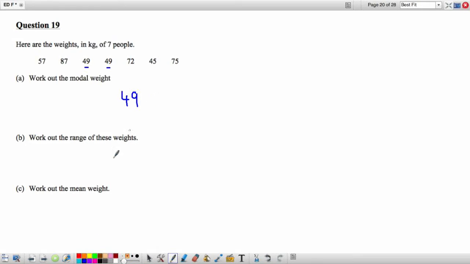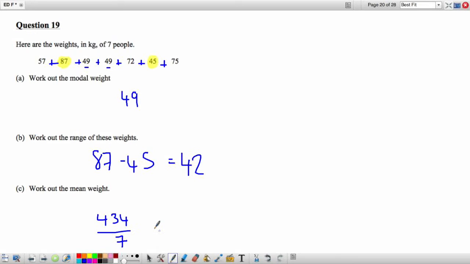The range, we take the largest, which in this case is 87 here, and we then subtract the smallest value, which for this data is 45. So 87 subtract 45 will give us the range of 42. For the mean, we need to add up these 7 values and then divide by 7. So first off, taking your calculator and adding up these values will give you 434. Dividing by 7 will give you the mean of 62.